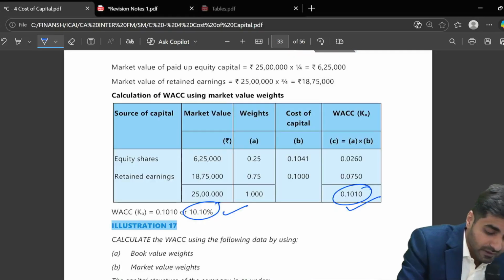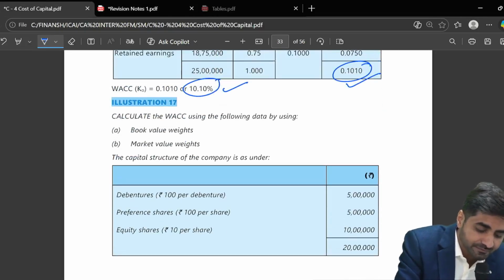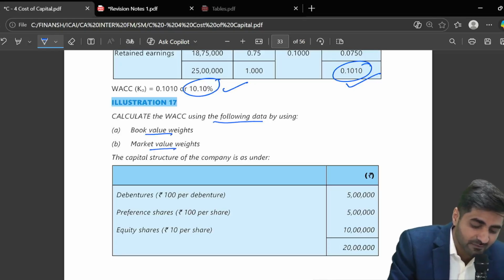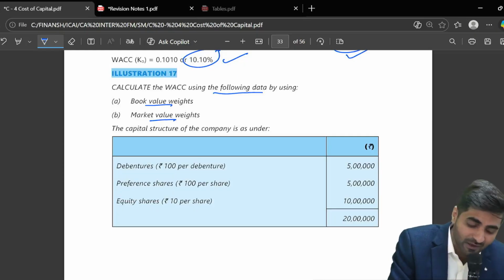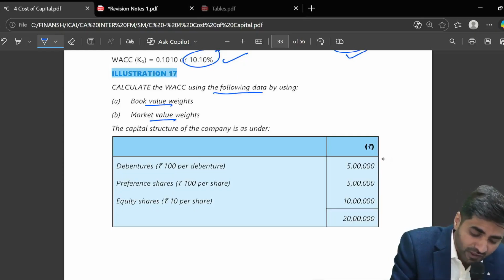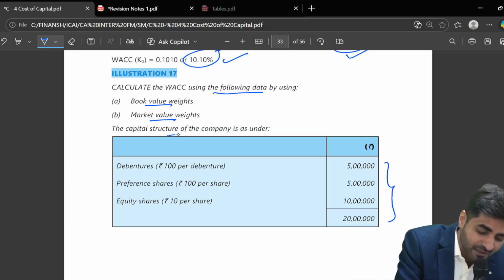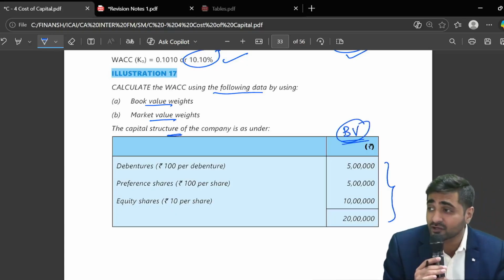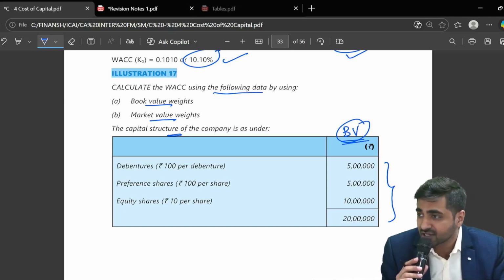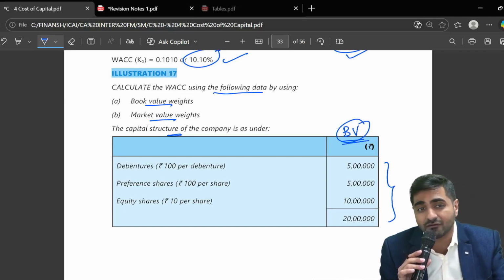Okay. Then question number 17. We are required to calculate the WACC using book value weights and using market value weights. So guys, here in this same question, we are going to use book value and market value both. And whatever the data which is given to you, that is the capital structure of the company. So all these values which are given to you, these are your book values, because this is from the capital structure of the company.